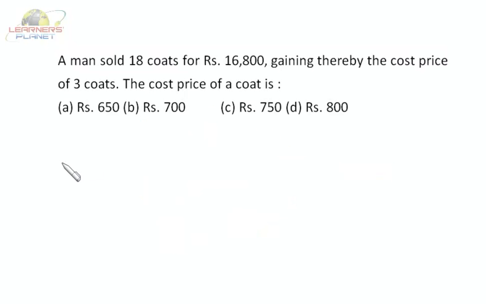Now let's see this problem. A person sold 18 coats for rupees 16,800, gaining thereby the cost price of 3 coats. Now we have to find out the cost price of a single piece. Now friends, let's assume the cost price of one piece is X. CP of one coat is rupees X. Now what is profit? It is selling price minus cost price.